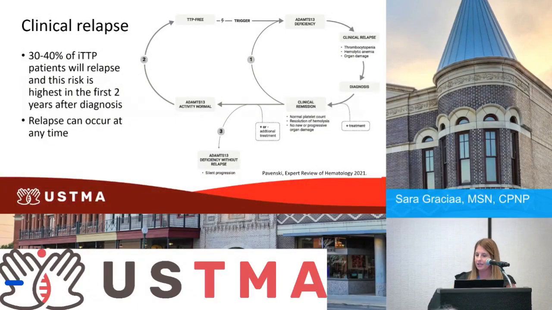So the lifetime risk of relapse is estimated to be about 40%. And we know that relapse can occur at any time, but it's most common within the first 2 years of diagnosis or presentation. Some patients experience multiple or frequent relapses, others experience none. And again, we don't have a complete understanding of why that is. We do know that every episode of TTP, whether it's the first episode or a relapsed episode, can lead to organ dysfunction, can lead to death. And so this is why identifying predictors of relapse and early intervention is so important.